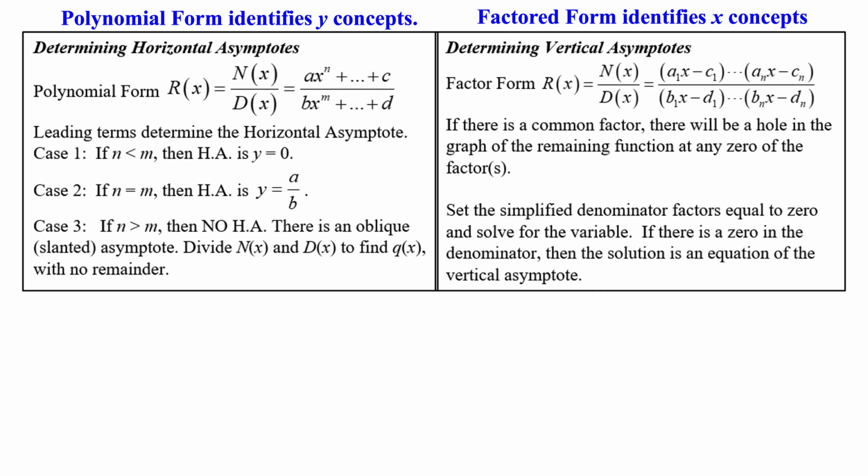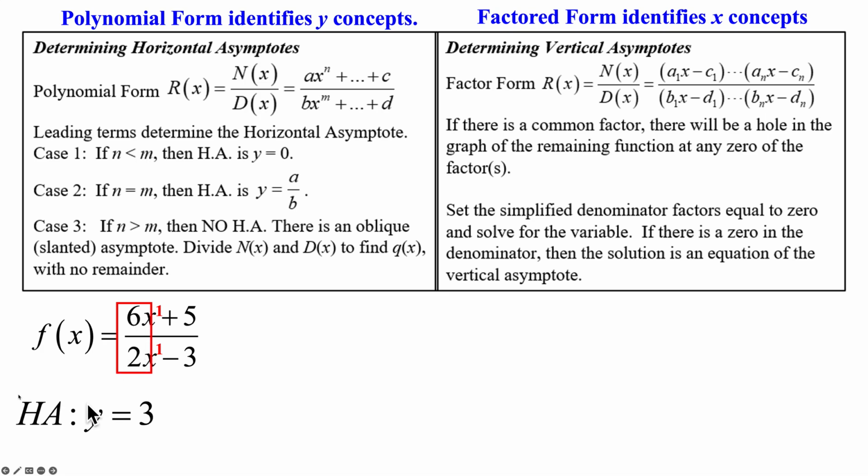Now, these forms also give you something else, and I'm going to demonstrate that with the last example we did in the previous video. So if I use that 6x plus 5 over the 2x minus 3, this is polynomial form. x to the first over x to the first, leading coefficient ratio, 6 divided by 2 is 3. There's my horizontal asymptote. Done.